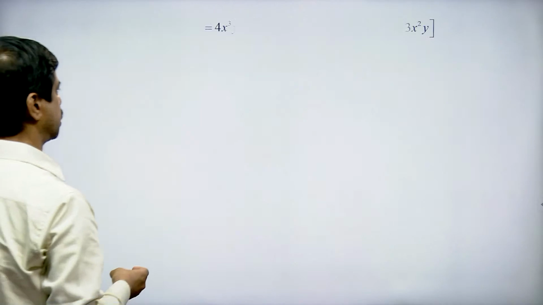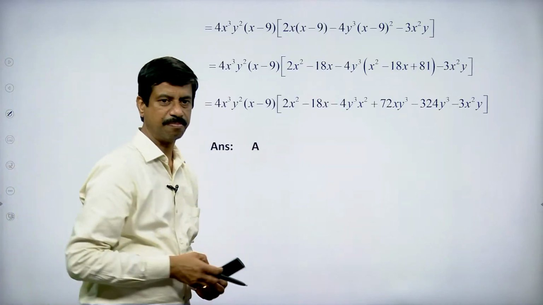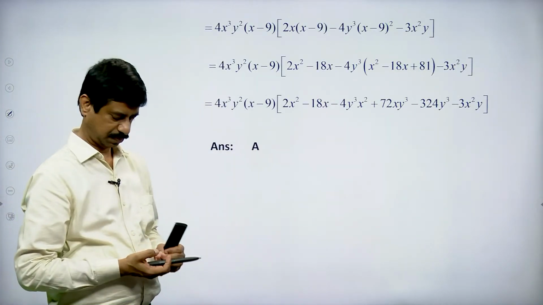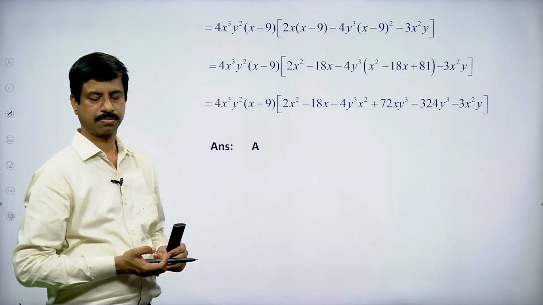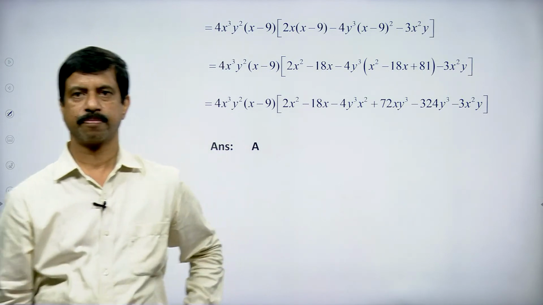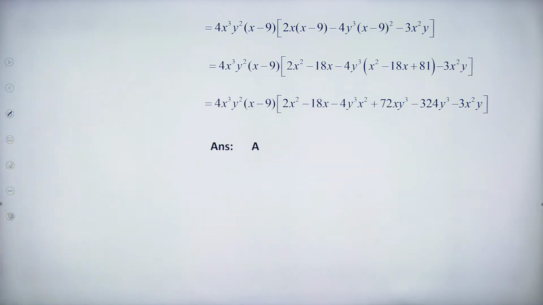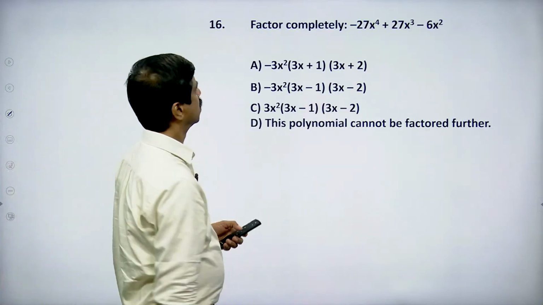Okay, children, let us go to the next page. This is the simplified form. Quick, children. So, right, children, let us go to the next question.